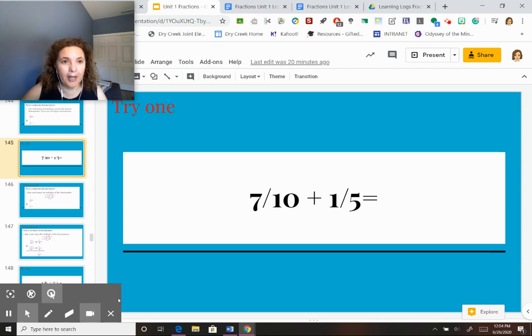We'll look at another way in just a second. Let's try one. So you try this one doing the exact same steps that I just did, then come back to me.